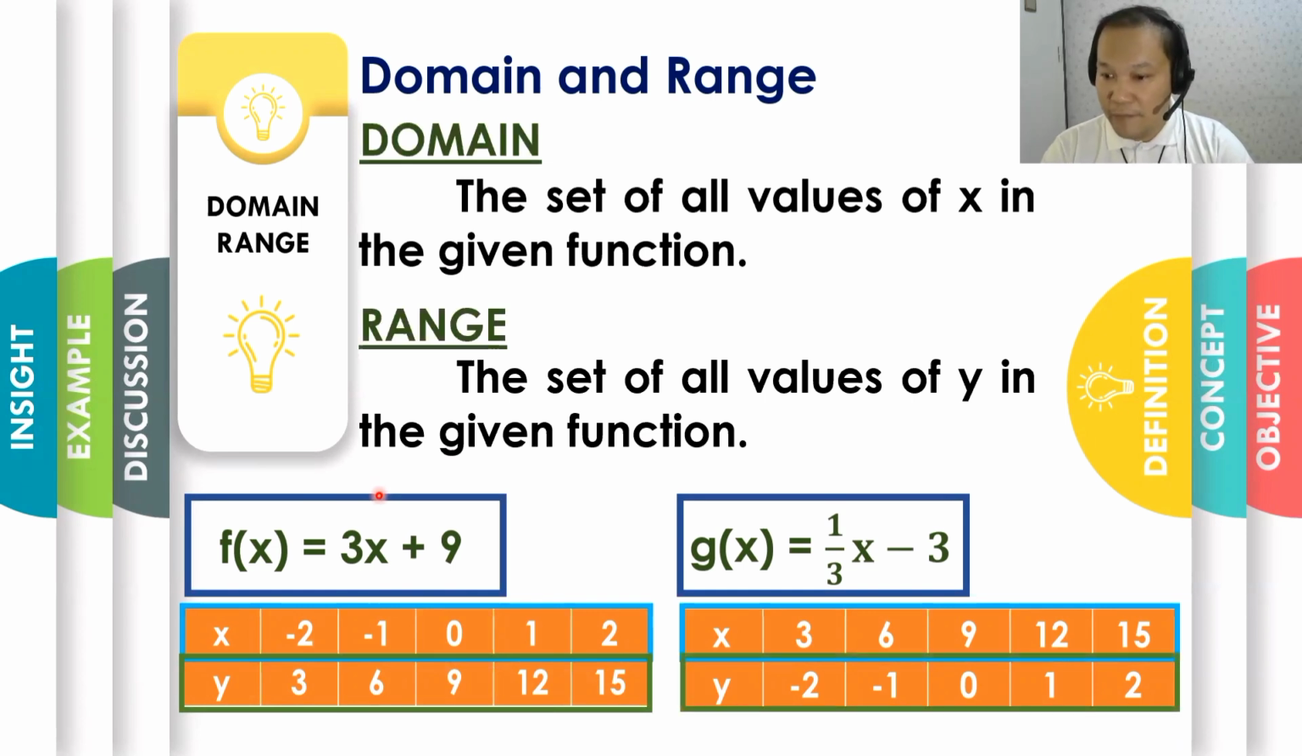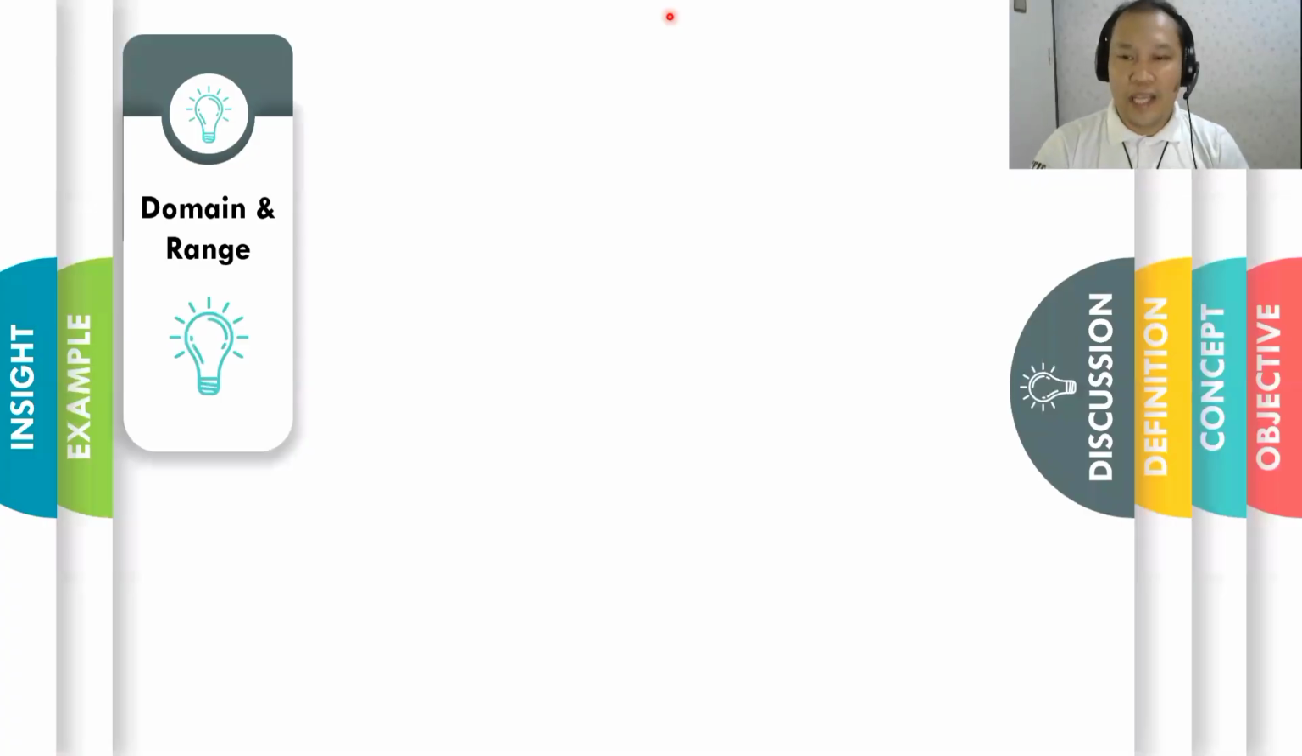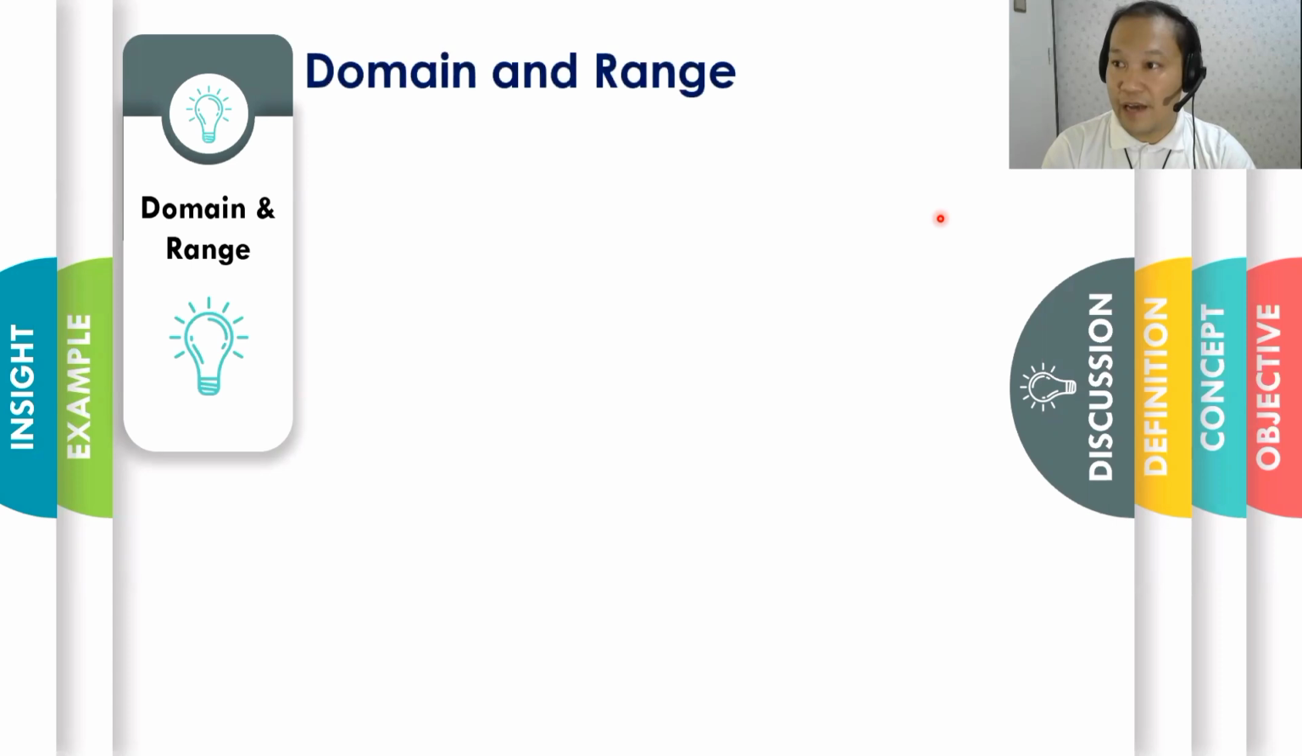These are what we call the range of the given function. Same with -2, -1, 0, 1, and 2. These are what we call the range of the given function g of x. Now, what about if we are going to get the domain and range of the given inverse functions? What if we are asked to find the domain and range of an inverse function?